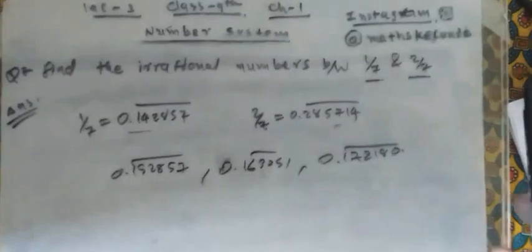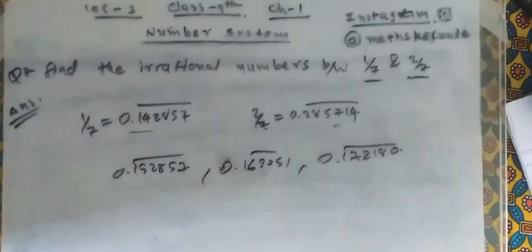So the set of irrational numbers is quite a bit bigger than the set of rational numbers.